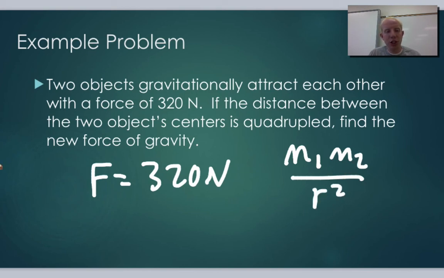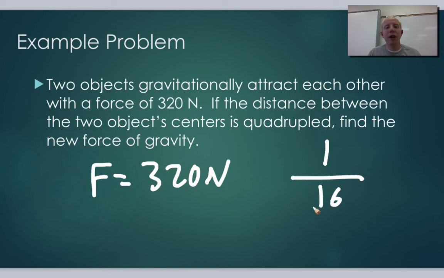The masses aren't changing, so I'm just going to replace them with a 1. The radius just quadrupled, which gives us a 4 here. Quadrupled means 4 times as much. So we're going to replace this with 4. 1 over 4 squared is the exact same as 1 over 16.